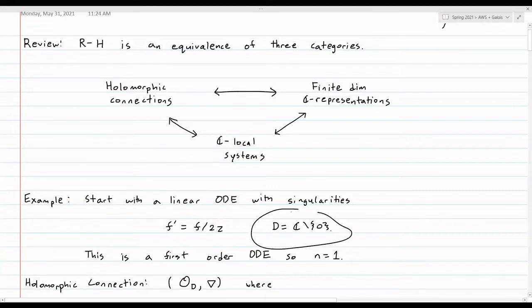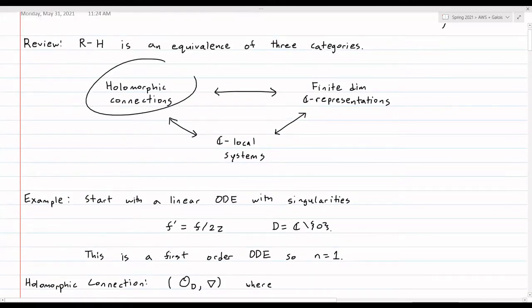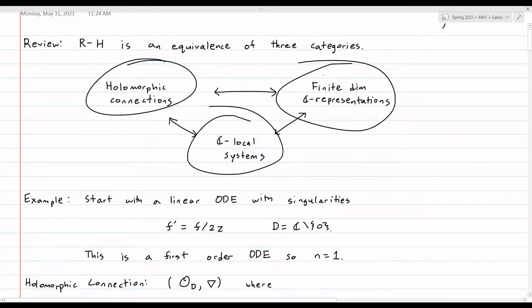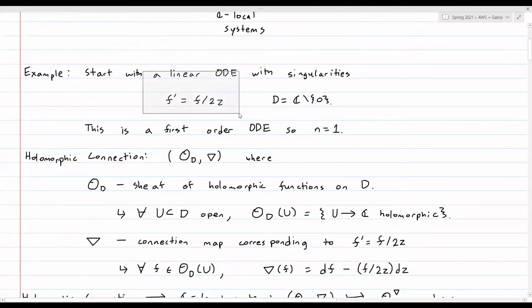So then I'm going to take my domain D to be C minus 0. Now the coefficients of this ODE are holomorphic functions on the domain. So this is a first order linear ODE, and n is equal to 1. n is going to be the order of the ODE. Now I'm going to go through each of these categories and say what the object is in each of these categories corresponding to this ODE.